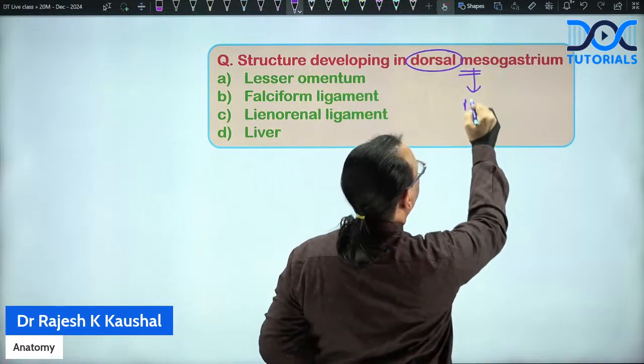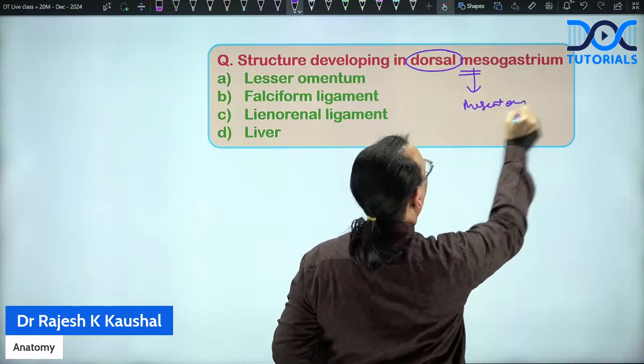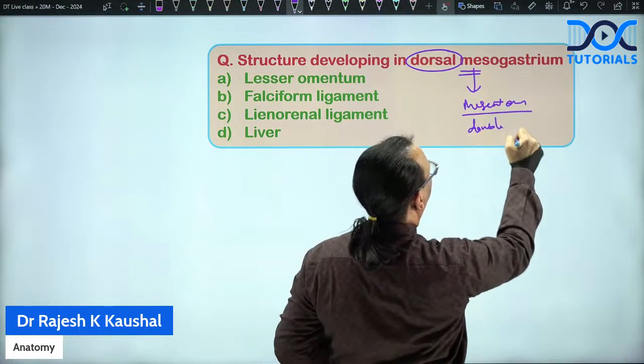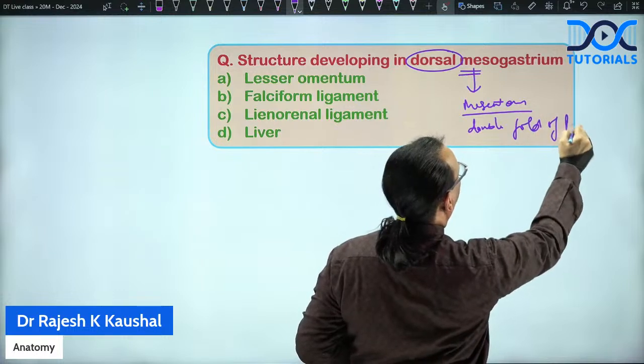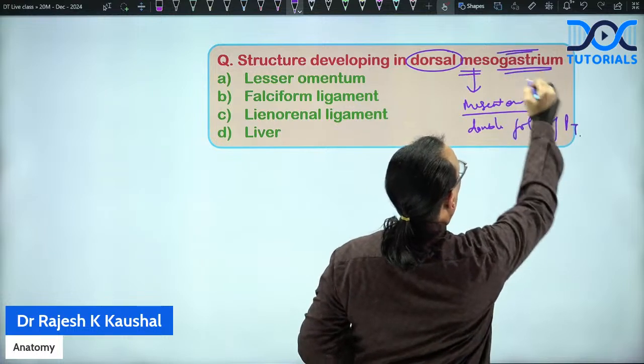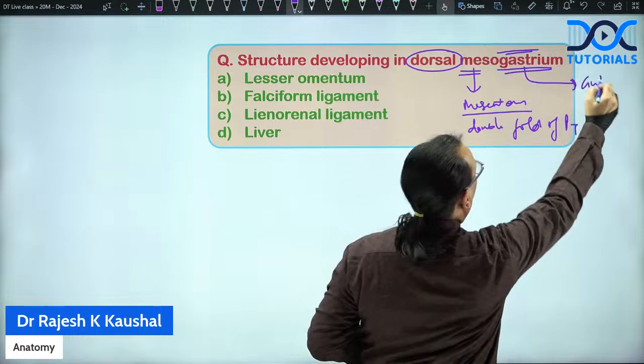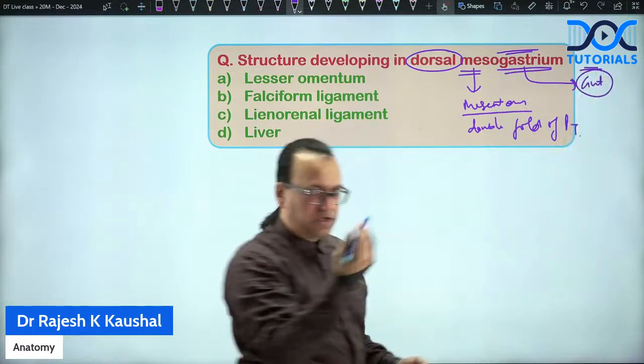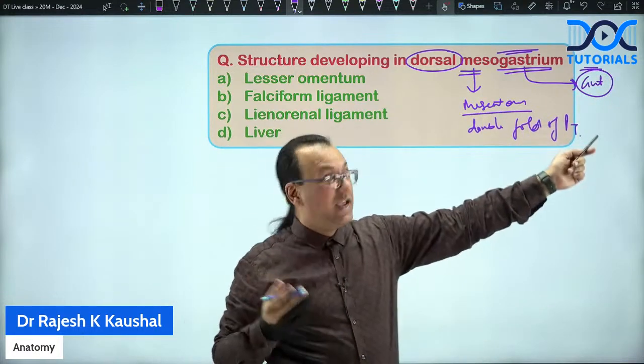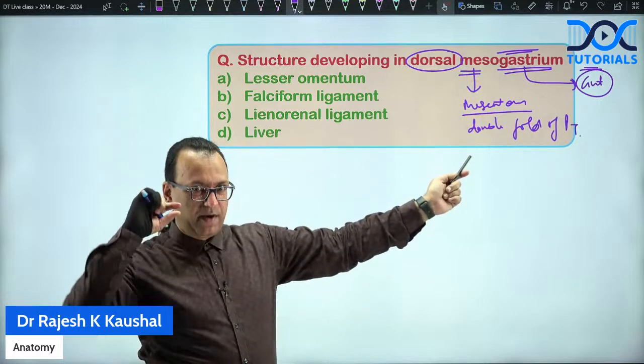Meso means mesentery. Mesentery means a double fold of peritoneum. Gastrium means stomach, though it is used for gut. Because it is related to the stomach, gastrium, otherwise gut. So it is a double fold of peritoneum attaching to the gut.